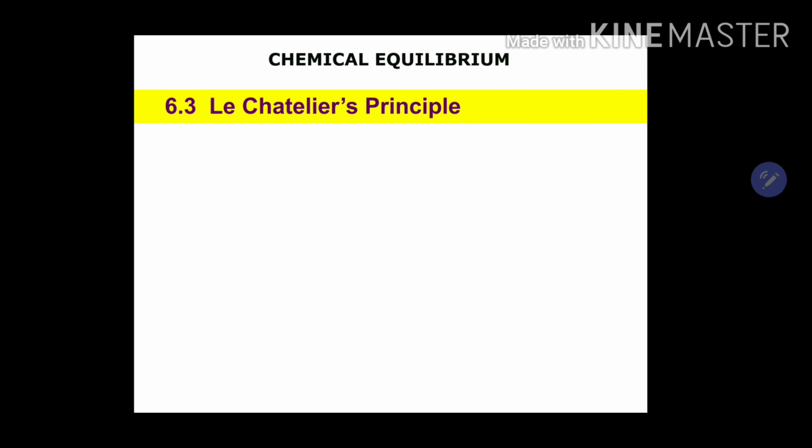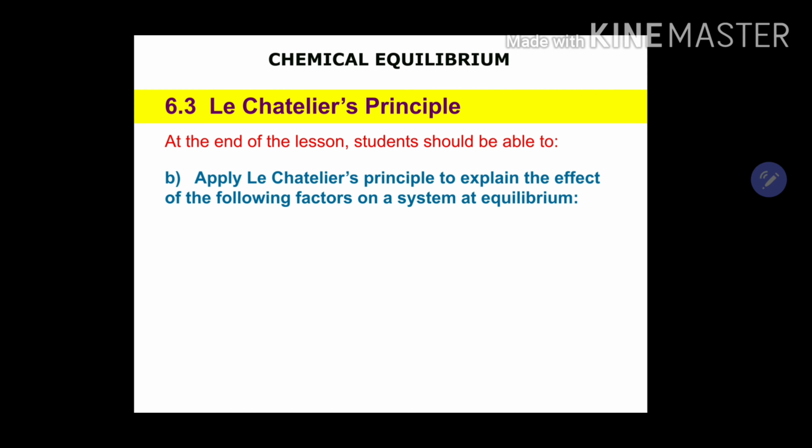Okay, 6.3 Le Chatelier's principle. At the end of this lesson, you should be able to apply Le Chatelier's principle to explain the effect of the following factors on a system at equilibrium: the effect of temperature and catalyst.